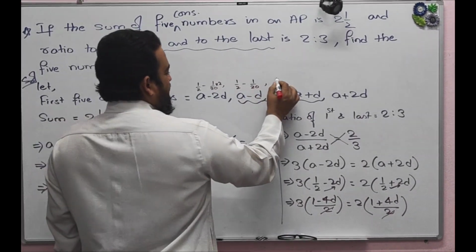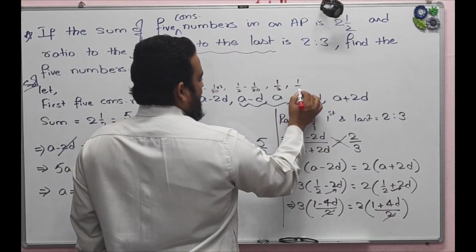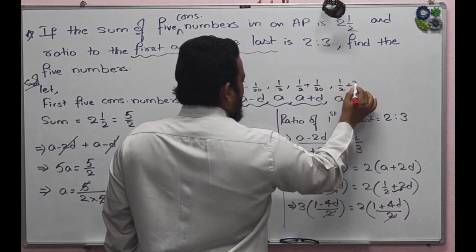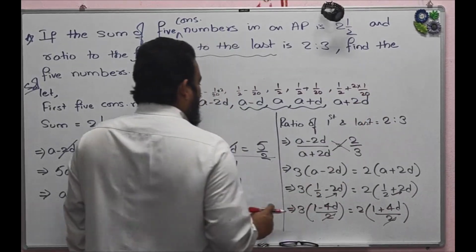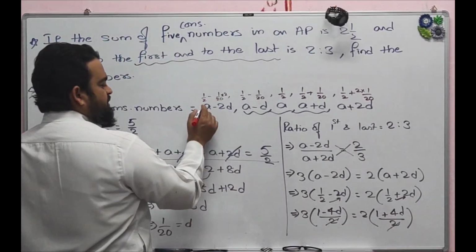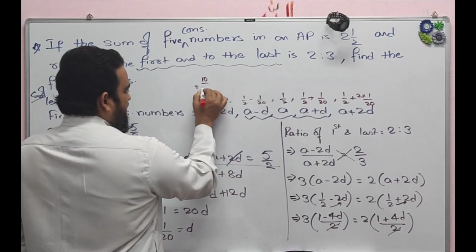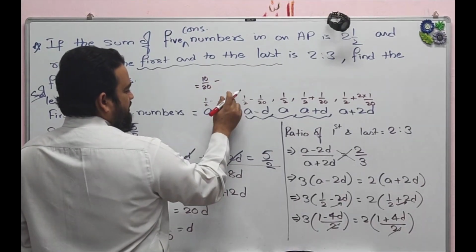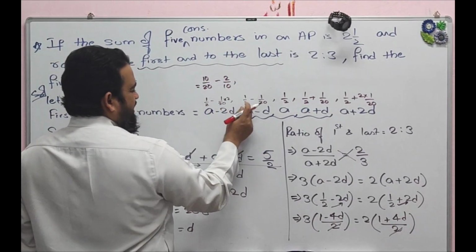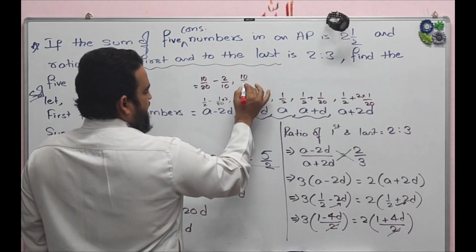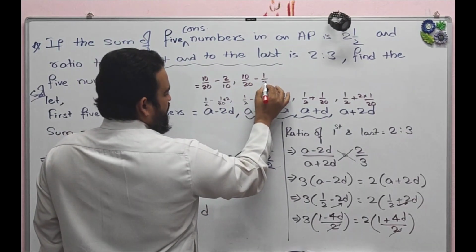And here 1 by 2. And here 1 by 2 plus 1 by 20. Here 1 by 2 plus 2 into 1 by 20. In order to make the denominators equal, multiply with 10. If you multiply with 10, what will be the answer? 10 by 20 minus 2 by 20. And here, if I multiply with 10 on both sides, it is 10 by 20 minus 1 by 20.